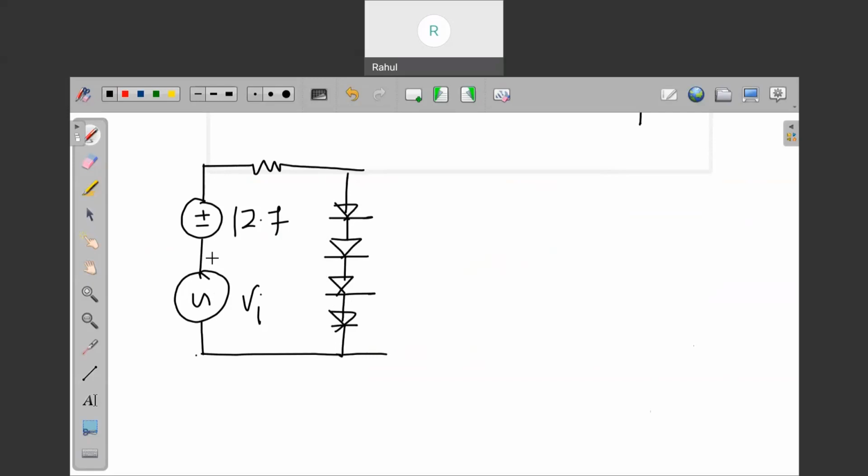The input is 12.7 and Vi, and this resistance is given as 9900 ohm. And you have to find what? Question number one is the bias current IDC through the diodes.